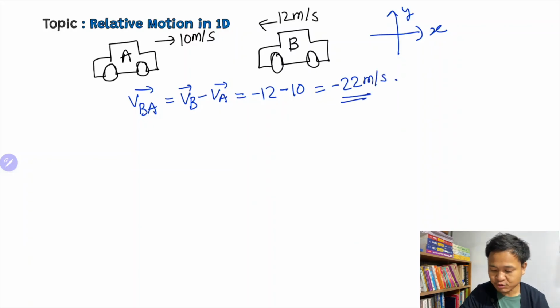So here, what is minus 22 meter per second? This means A will see that B is coming towards him with 22 meter per second velocity. Okay, so that is what it means.